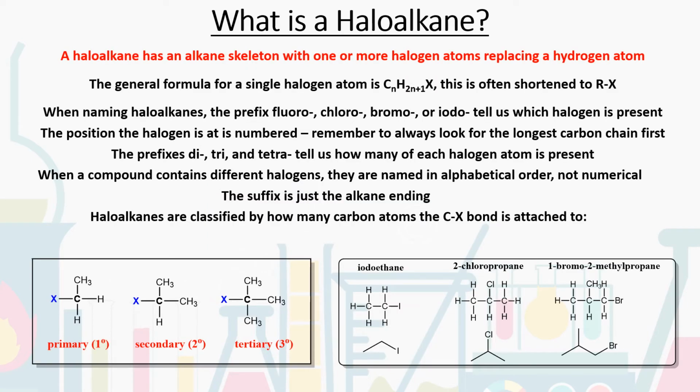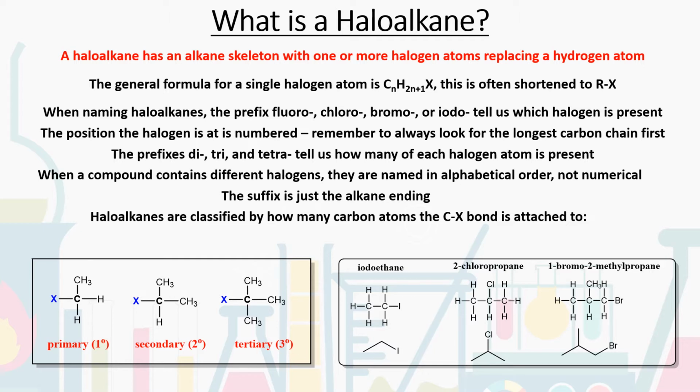So a haloalkane has an alkane skeleton and we've replaced one or more of the hydrogen atoms with a halogen atom. So we've taken our standard alkane, just made of C-C and C-H bonds, and replaced at least one of these hydrogen atoms with a halogen atom.